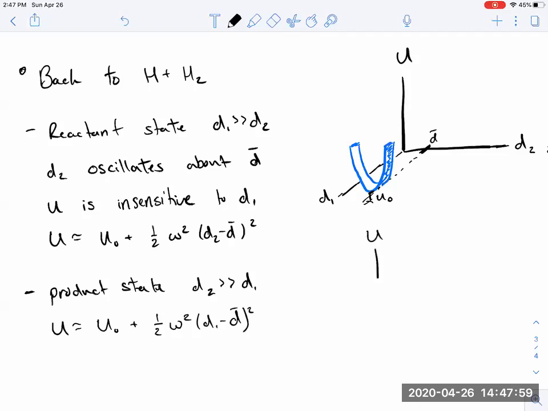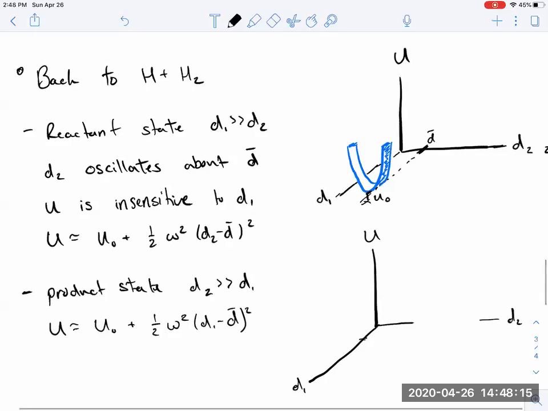So again, if we were to draw this, now the potential in the limit that d2 is large, you'd have some equilibrium distance. Let's do this in blue again.